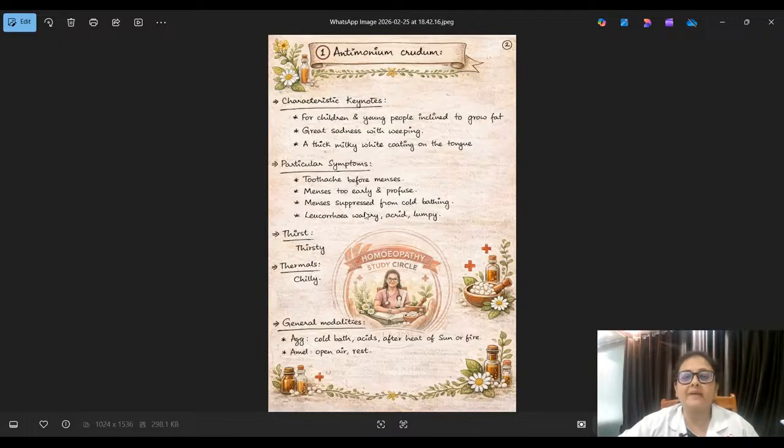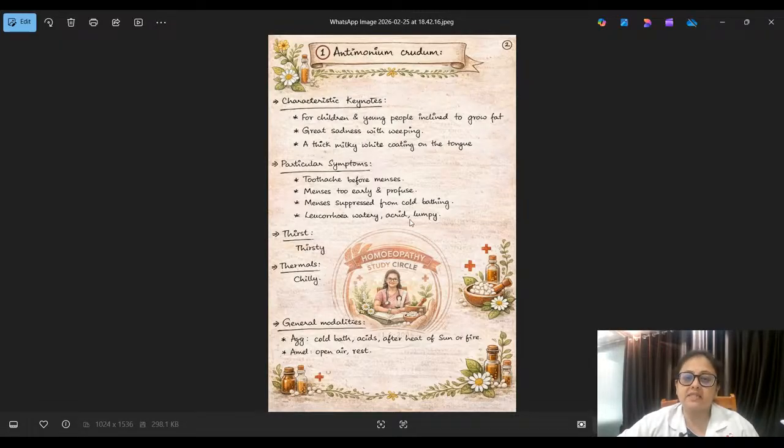That is, she will not have menses if she has had cold bathing, especially in summers. If she has had cold bathing, she would not have had menses that month, or it would be delayed. So cold bathing affects the menses. Next, leukorrhea: watery, acrid, lumpy. Acrid.